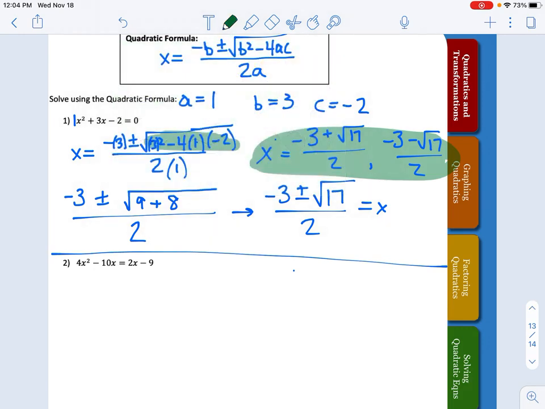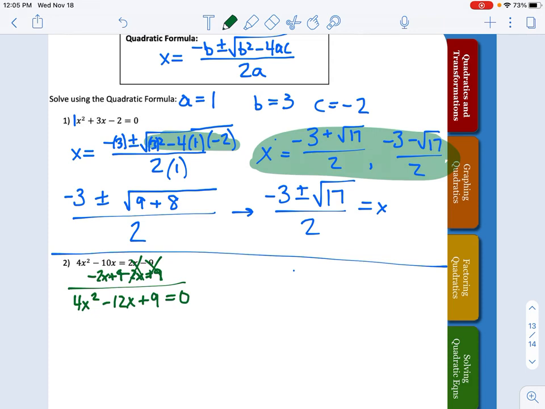All right, our next problem. Recall, we always have to have it equal to 0. So right now this is not equal to 0, so I need to make it equal to 0. So I'm going to subtract 2x on both sides and add 9 on both sides. So I end up getting 4x squared minus 12x plus 9 is equal to 0.